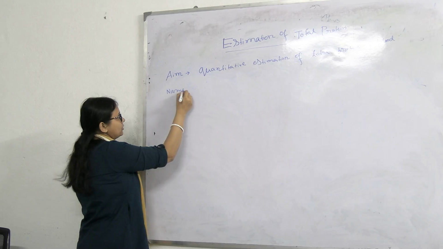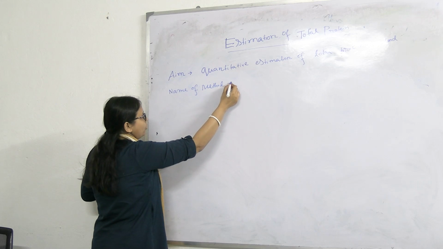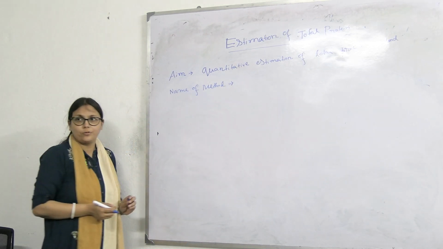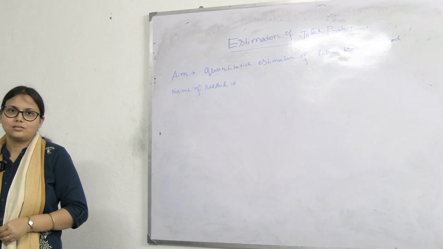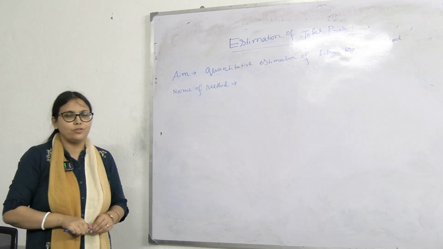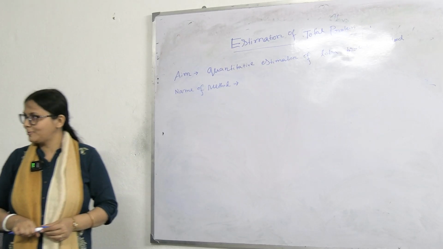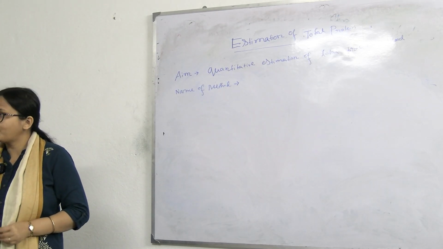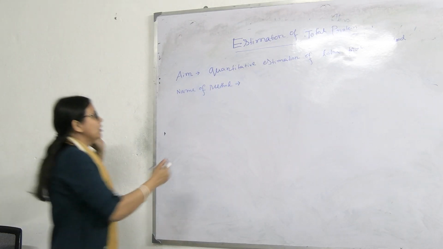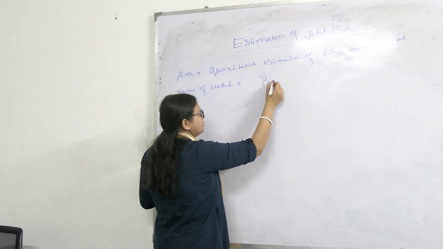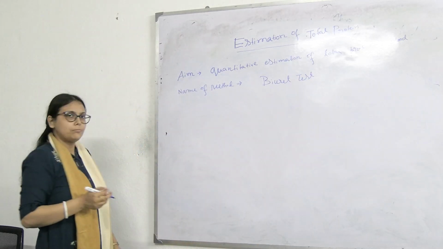So name of the method. What are the names of the color reactions given by protein? The names of the color reactions are asked in the viva. Very good: Biuret, ninhydrin, Sakaguchi. So here we will do the Biuret test. So name of the method is Biuret.